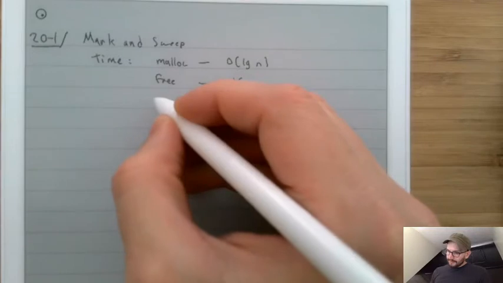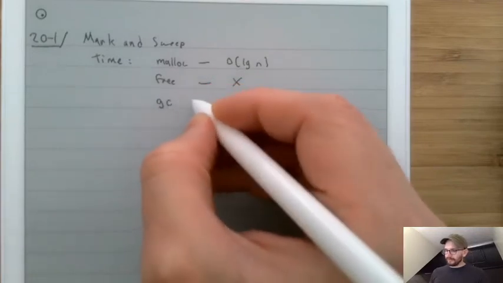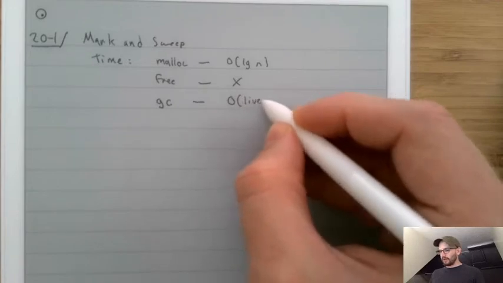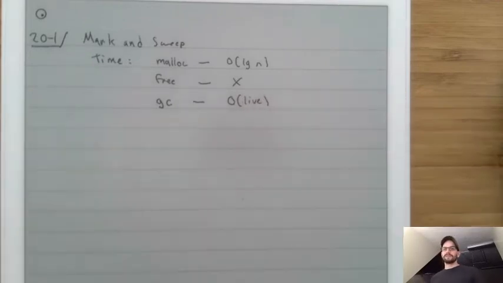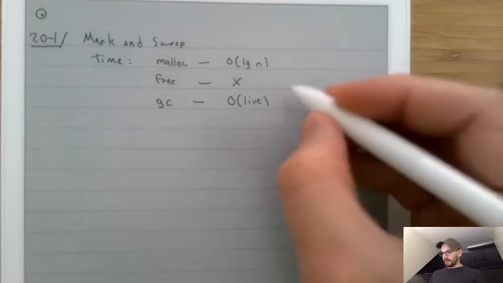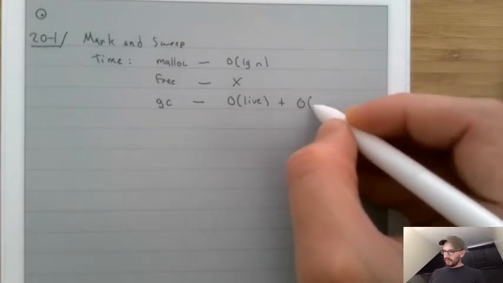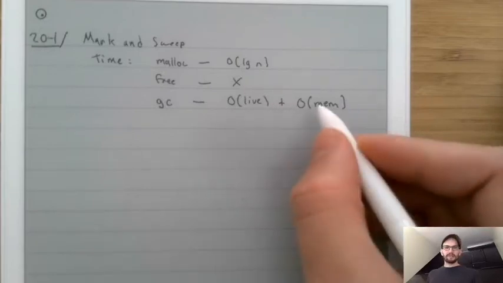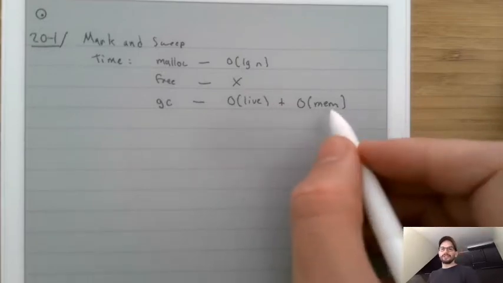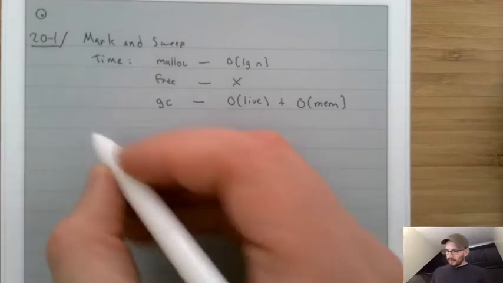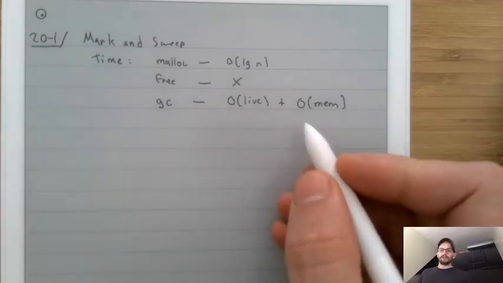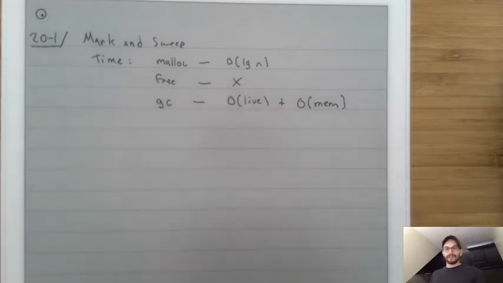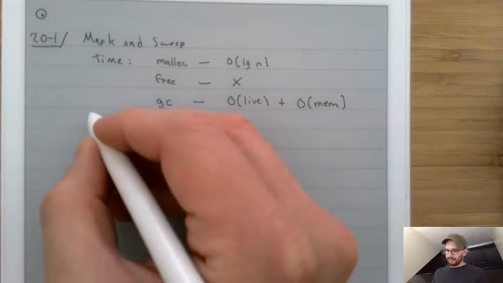And then the garbage collection algorithm itself takes O(live), because we have to walk across all live objects and mark them, plus O(memory). And of course, memory is larger than live, so in just terms of big O notation, this is just O(memory), because we have to walk across all of memory and unmark everything, and reconstruct the free list and actually retrieve the space.